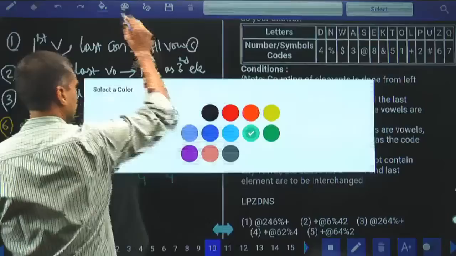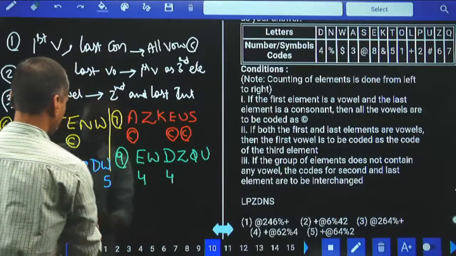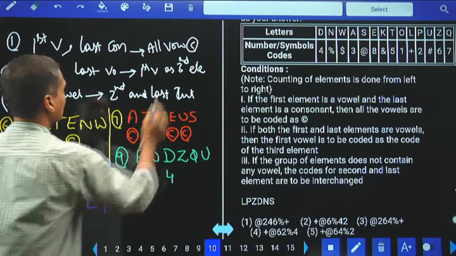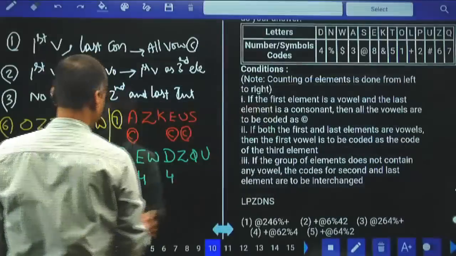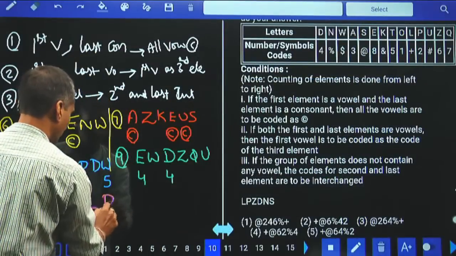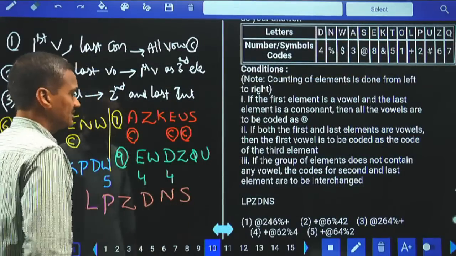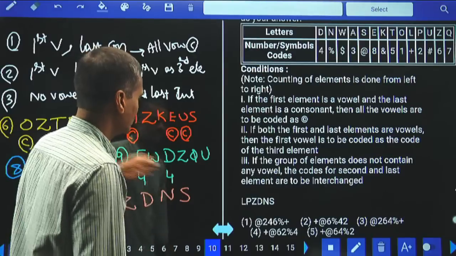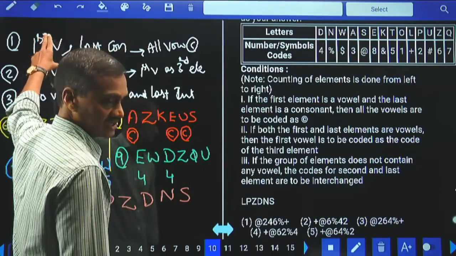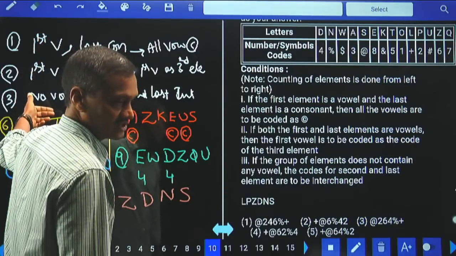Now this LPZ DNS, can you tell me how to represent this one? LPZ DNS, how to write this down? In this LPZ DNS, which category does it come under? There is no vowel at all. Hence the first and the second were ruled out. Finally we are left with the third rule.